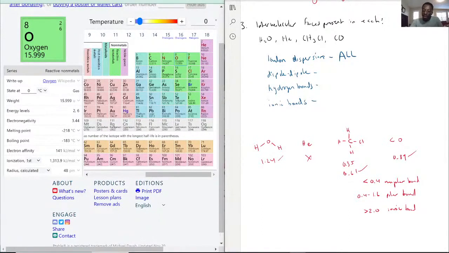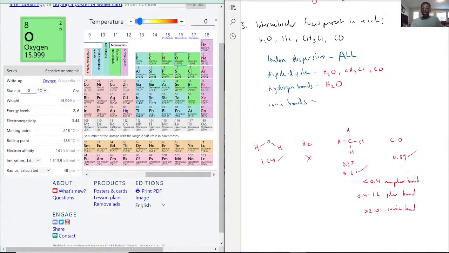So dipole-dipole interactions will be H2O, CH3Cl, and CO. And then hydrogen bonds, this one you have to memorize, unfortunately. There are 3 types: hydrogen bonded with fluorine, hydrogen bonded with nitrogen, and as you maybe guessed based on your previous notes, hydrogen bonded with oxygen. So water molecules are a good example of hydrogen bonds. Looking at the rest, we have no other hydrogen bonds present, so H2O will be the only one with hydrogen bonds.